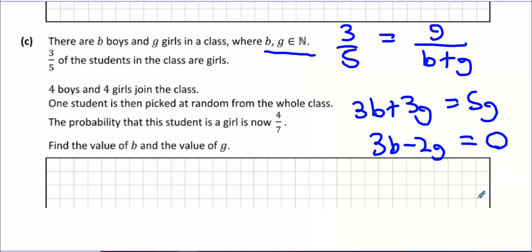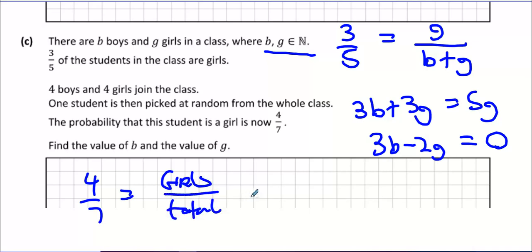Okay, let's think about this. The probability of a girl is now 4/7. So 4/7 equals girls divided by total. Would you agree with that? Now, what is girls divided by total? What happened to the girls? How many people did we add in? Would you agree that it's G plus 4? It's your old number plus 4.